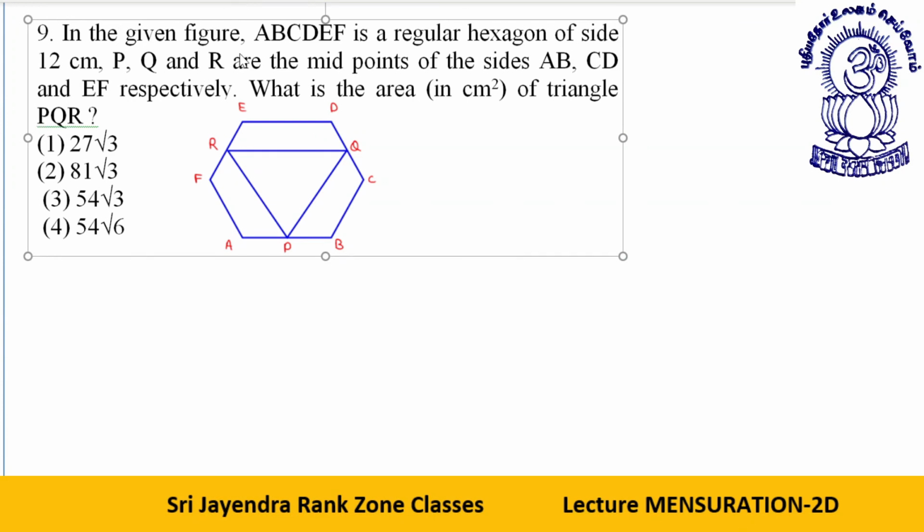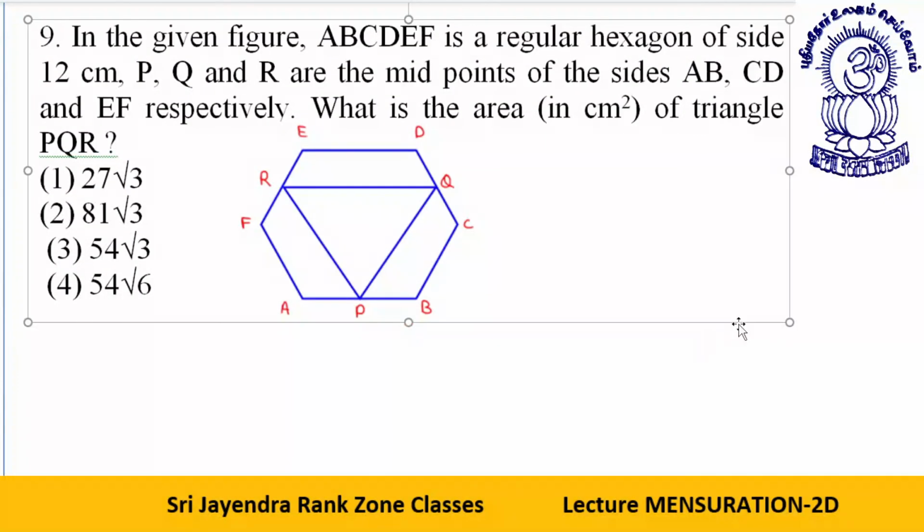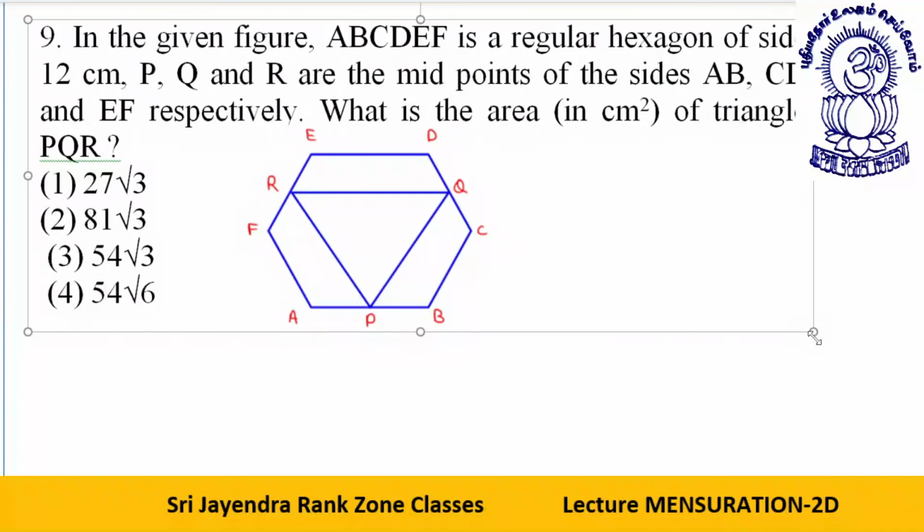In the figure, A, B, C, D, E, F is a regular hexagon of side 12 centimeter. P, Q, R are the midpoints of the sides AB, CD, EF respectively. What is the area of the triangle PQR? First of all, the triangle will be an equilateral triangle. How I will show it to you. Like this. We have this thing. I hope everything is visible. Almost visible. So fine, let me reduce the size a bit.